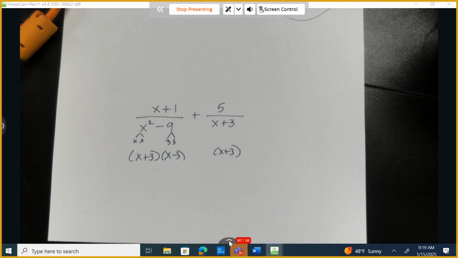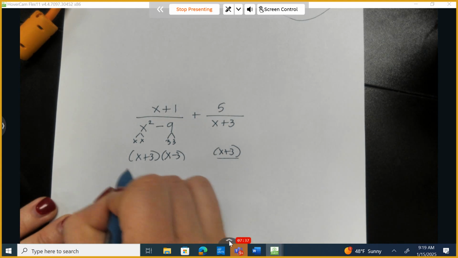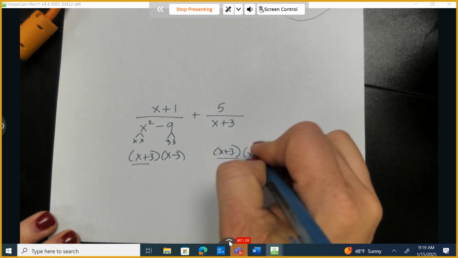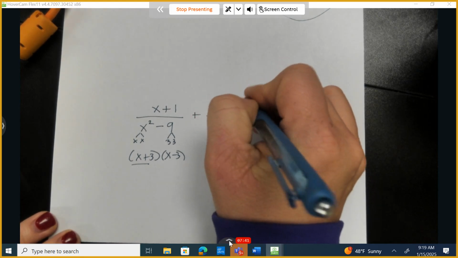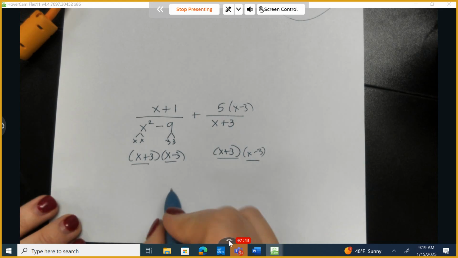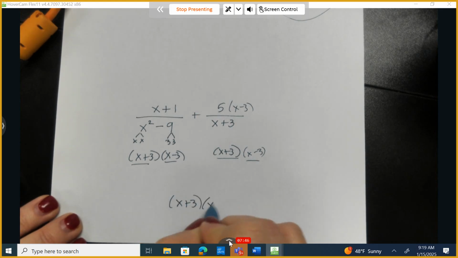Okay. Do they have anything in common? Yes. So what method should I use? Old school. So here we go. x plus 3, awesome. But this is missing an x minus 3. So whatever I attach to the bottom, I must attach to the top. Okay, all of this is great. I have x plus 3 and I have x minus 3.